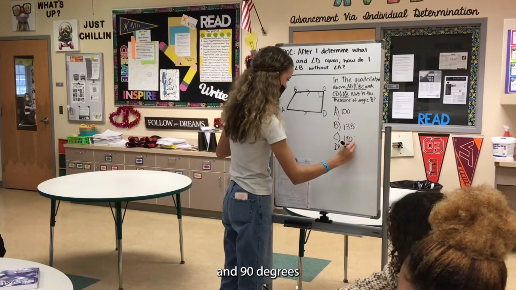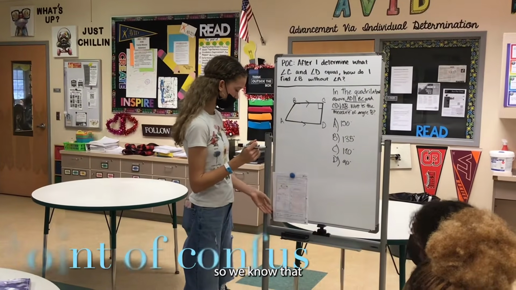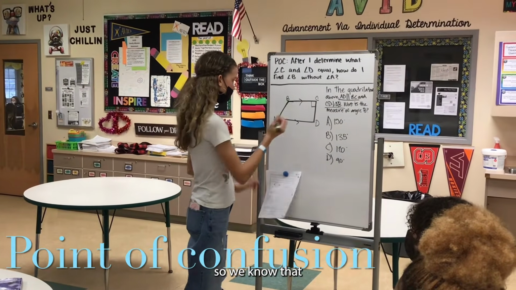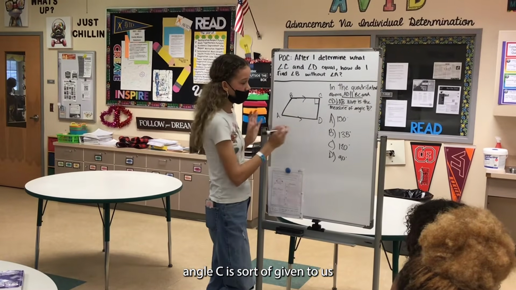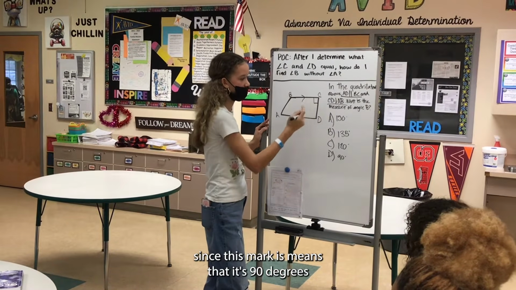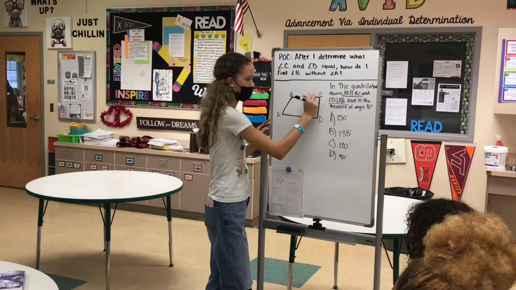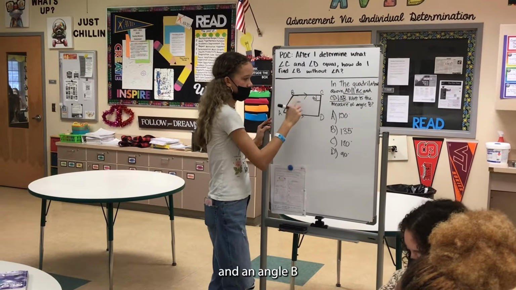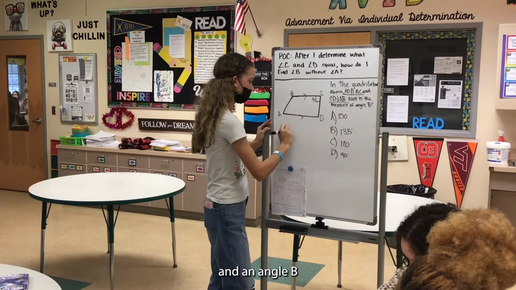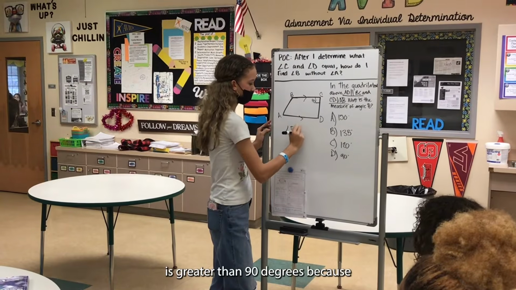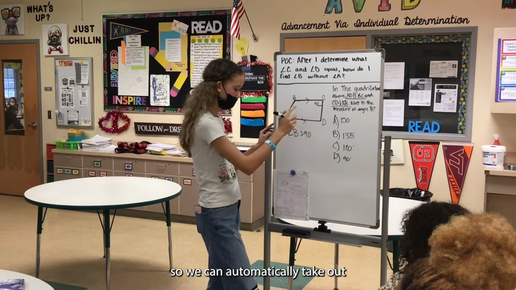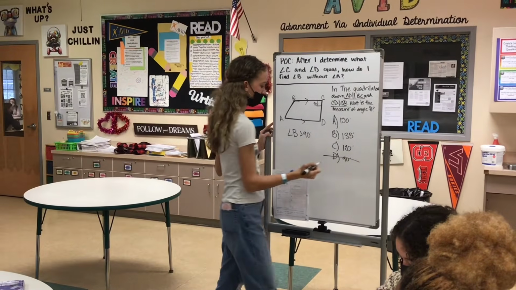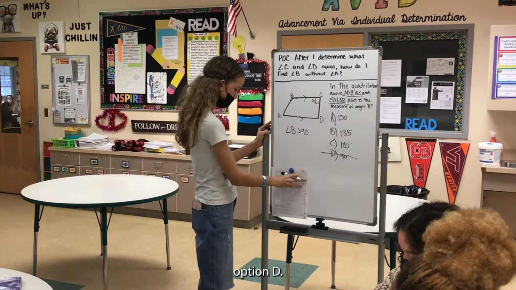and 90 degrees. Okay, so we know that angle C is sort of given to us because this mark means that it's 90 degrees. And obviously angle B is greater than 90 degrees because it's an obtuse angle. So we can automatically take out option D.